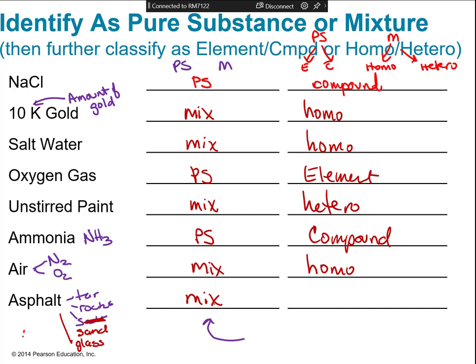All right, but is it homogeneous or heterogeneous? If you look at asphalt, it's heterogeneous. You can see rocks in it.